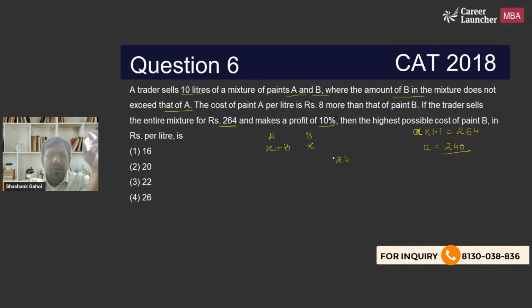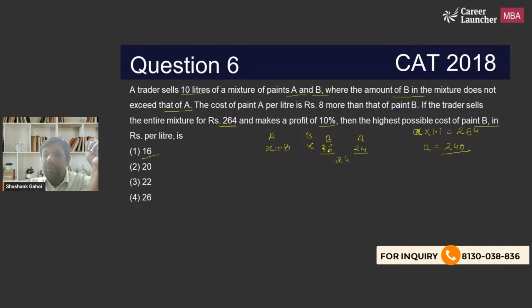Now what concept am I going to use here? I am going to use the concept of alligation. So I know that the average value always lies between the lower value and the higher value. Now the question is asking for the highest possible value of paint B. So I am taking 16. If B is 16, then A must be 24, because if it is X, it should be X plus 8.